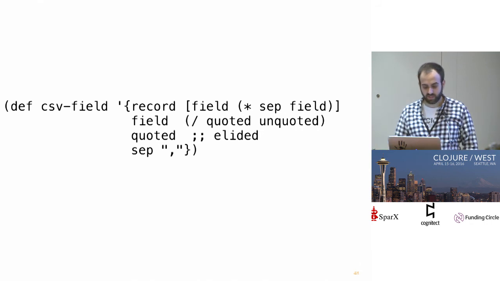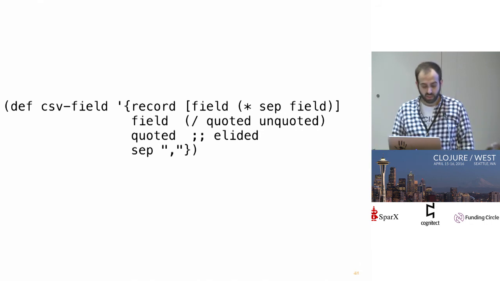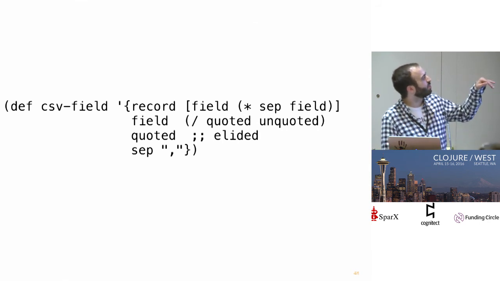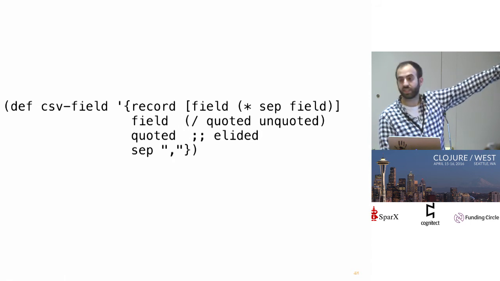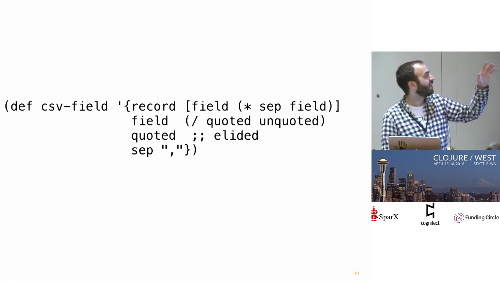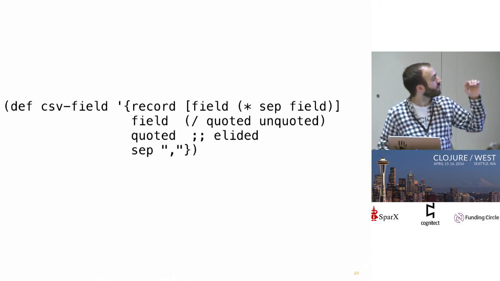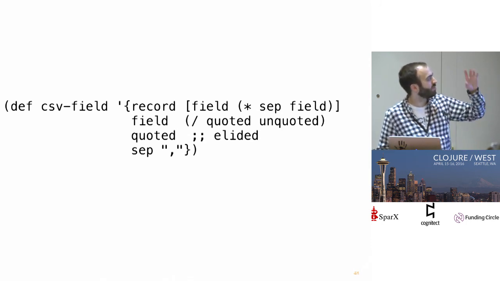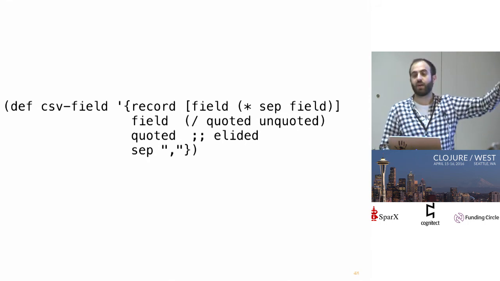Just as a final example, I wanted to show how to match CSV. So this is an incomplete version of CSV. A line of CSV is a record, and that consists of a field followed by a number of separators and then another field. And a field can be quoted or unquoted. I'm eliding all those definitions. And then the separator is just the comma.